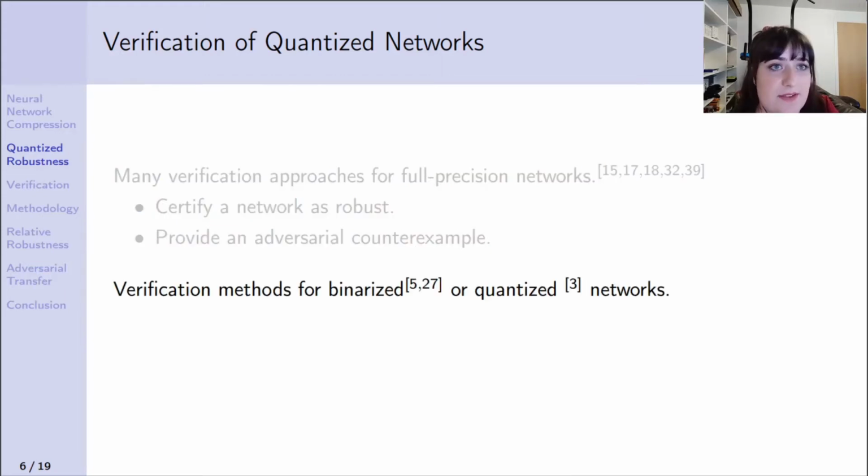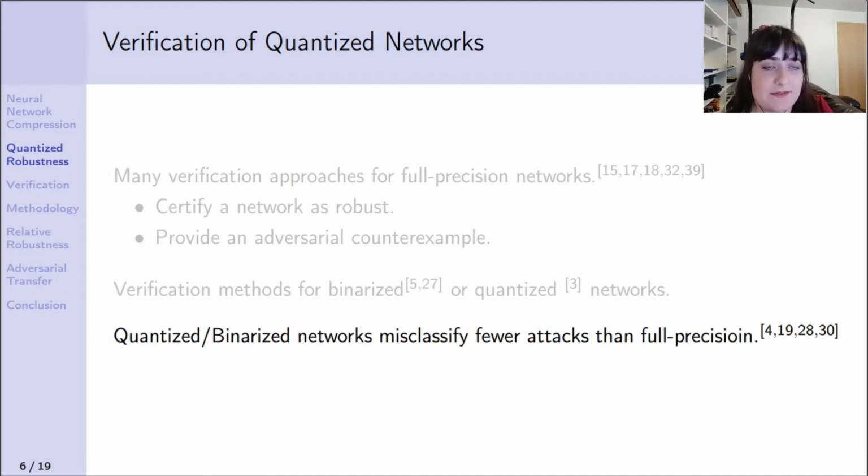There also exist verification approaches for binarized and quantized neural networks. And outside of the verification literature, we have some comparisons of quantized and binarized networks. We've seen from these that quantized and binarized networks will misclassify fewer adversarial attacks than full precision networks when presented with the same attacks.